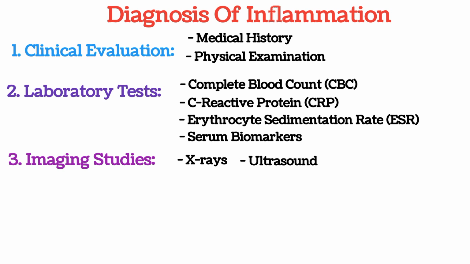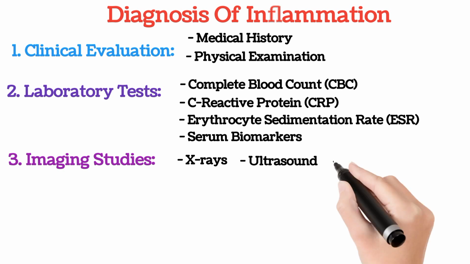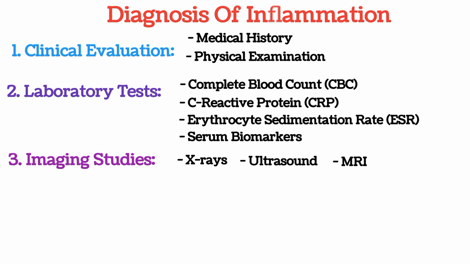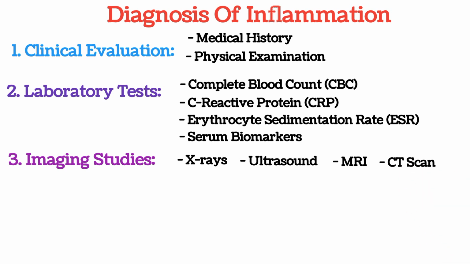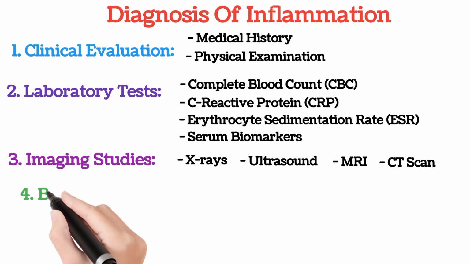Ultrasound, useful for evaluating soft tissues, joints, and detecting fluid or inflammation. MRI, magnetic resonance imaging, provides detailed images of soft tissues and is sensitive to inflammation in joints and organs. CT scan, computed tomography, helpful for assessing inflammation in organs or structures not well visualized by other methods.